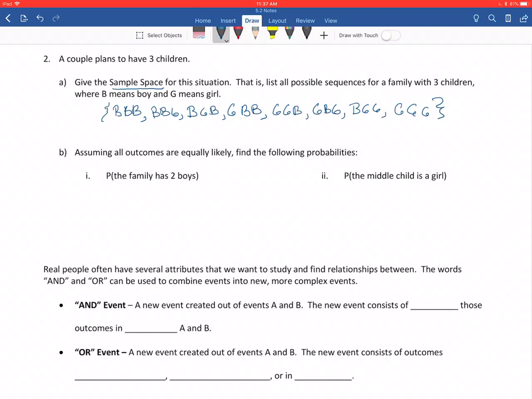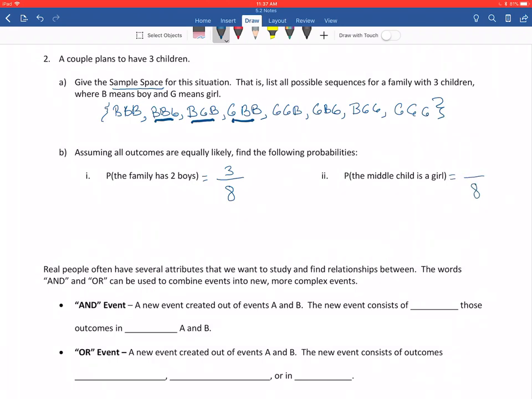So it says assume all outcomes are equally likely. We want to find the following probability. So here's more what you would be in charge of. We want to find the probability that the family has 2 boys. So out of the 8 total outcomes that are possible, how many of them show 2 boys? It would be this, this, this. And those are the only options that show exactly 2 boys. So there are 3 out of 8.